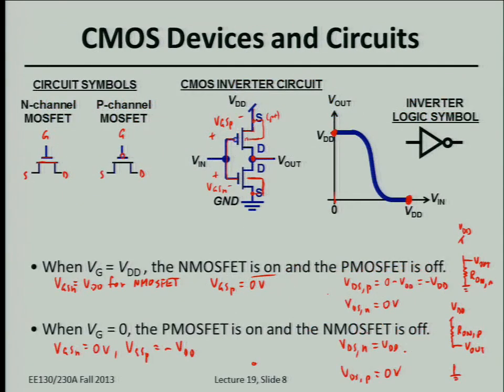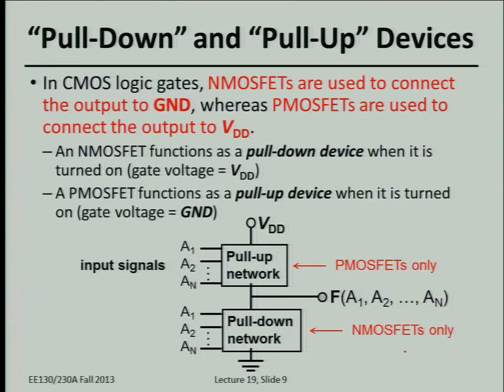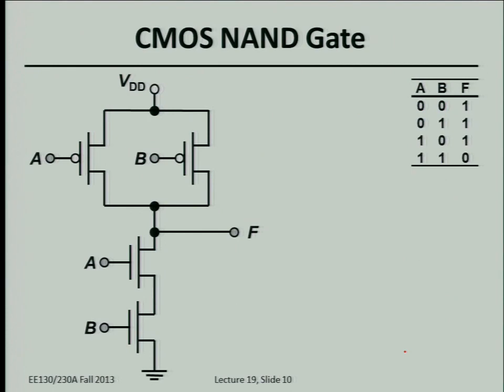So when the NMOS is on, its job is to connect the output node to ground. When the PMOS device is on, its job is to connect the output node to supply voltage. Okay? So you can have more complicated combinations of N MOSFETs and P MOSFETs that work in a complementary manner, but bottom line is you always rely on the N MOSFETs to connect the output to ground, and only P MOSFETs to connect the output to high. Okay? So let's go over just a couple of simple examples.